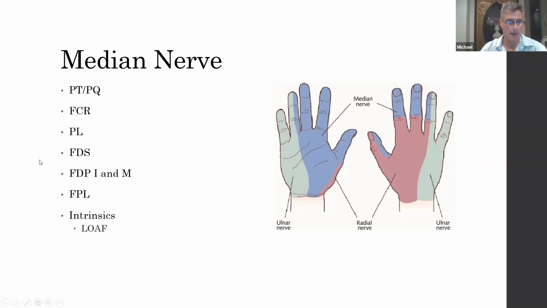So just to remember that in the forearm, this is pretty much all the muscles. The ulnar nerve supplies only three muscles in the forearm. That's the other two FDPs and the FCU. Almost every muscle in the volar forearm is supplied by the median nerve. Obviously, in the hand, it's the other way around. Most of the muscles are supplied by the ulnar nerve.